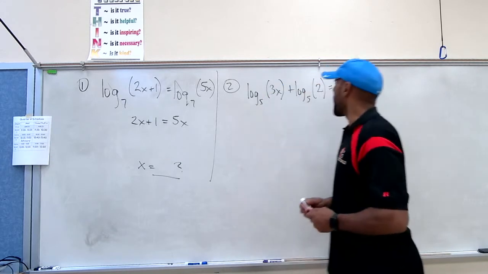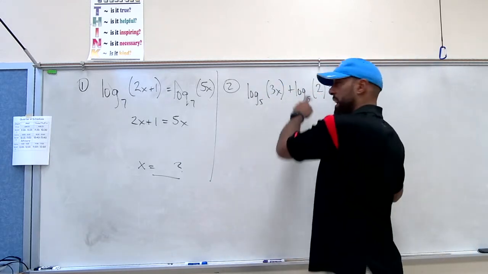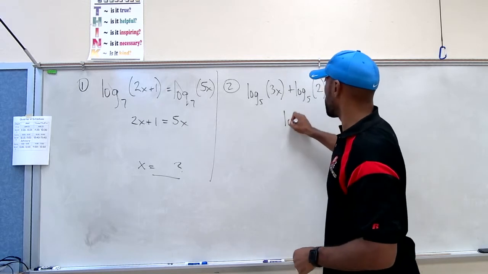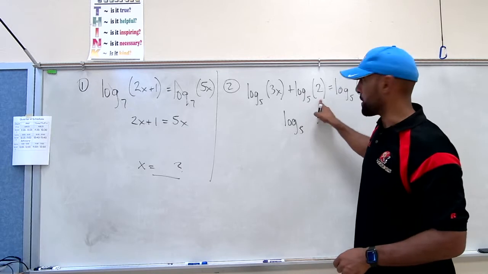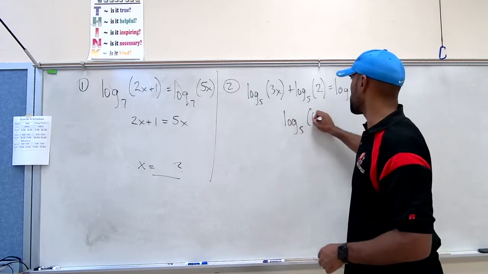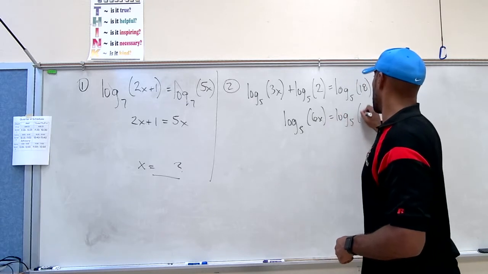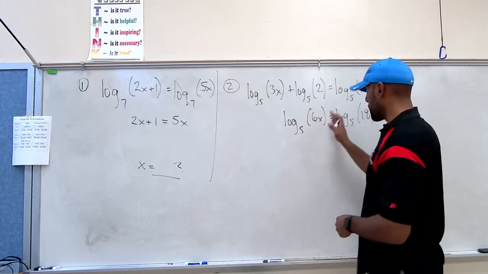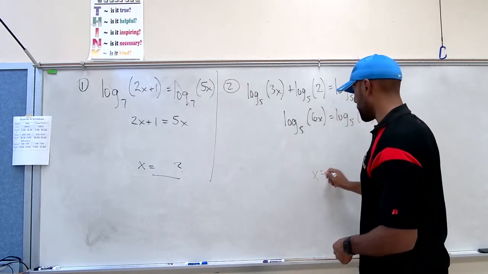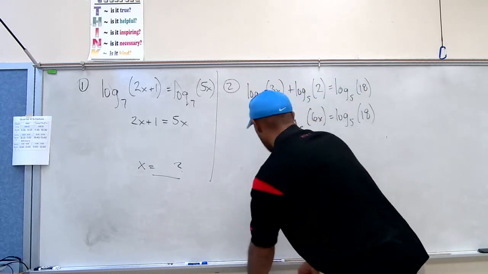Okay, so in order to combine those, if I'm adding the two together, I'm going to multiply the a values. So 3x times 2, 6x. And now it's just like the last problem. I've got one log on both sides, cancel out the logs, and then solve for x. Okay, you guys find x, all right? Okay, so the next one.